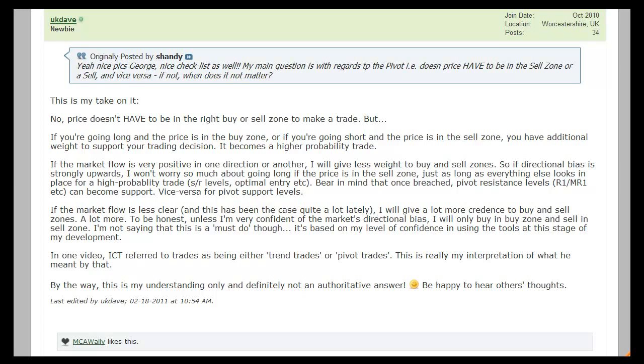A trend trade is when you're trying to look for a breakout and continuation, like in the event we saw on Friday, where granted it started off as a pivot zone trade, but because of its price action, it turned into a trend trade. So they're very good posts and excellent understanding so far. Kudos on that, UK.